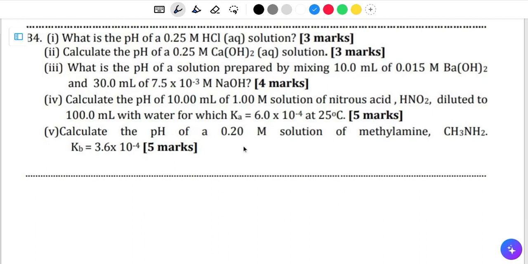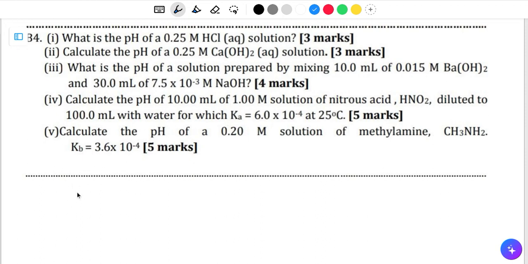These questions are coming from acids and bases. So we have question 1, which is asking us to find the pH of 0.25 molality of hydrochloric acid solution, 3 marks. Before you answer the question, you need to identify if you're dealing with a base or an acid. So how do you identify?